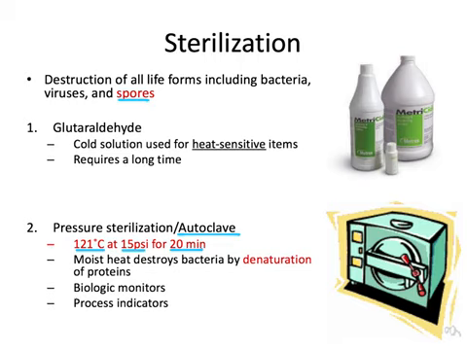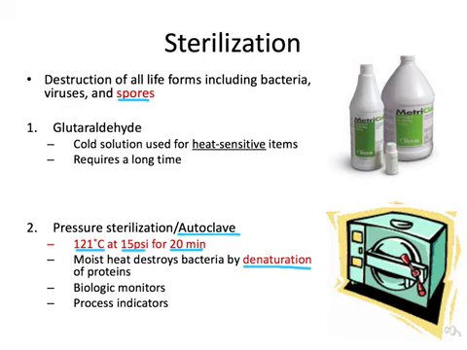So what the autoclave essentially does, it's using some high temperature, moist heat and also pressure to destroy bacteria by denaturing their proteins. So denaturation of proteins is the primary mechanism that the autoclave is taking care of bacteria.